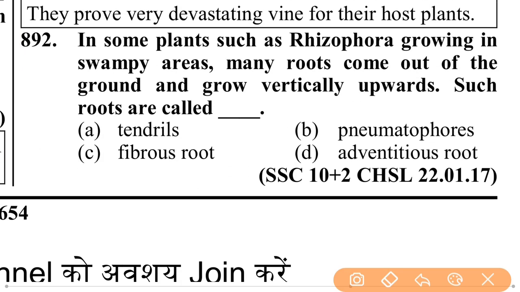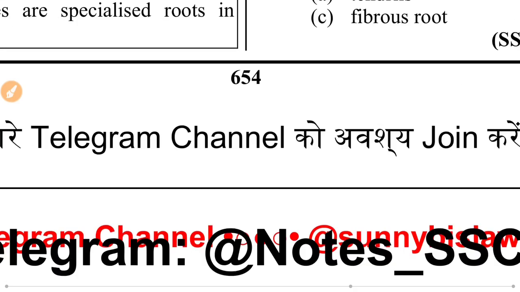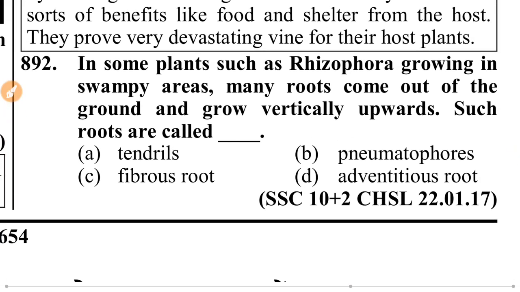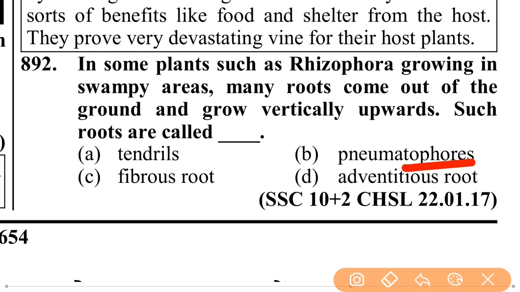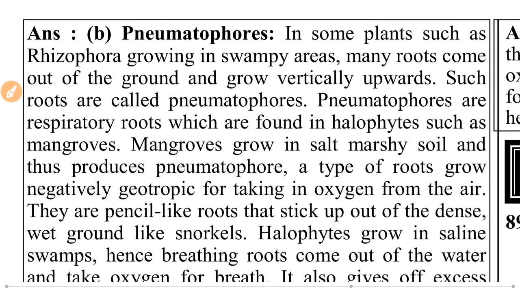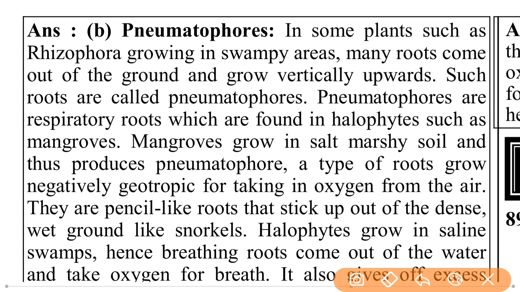In some plants, such as Rhizophora, growing in swampy areas, many roots come out of the ground and grow vertically upwards. Such roots are called pneumatophores.